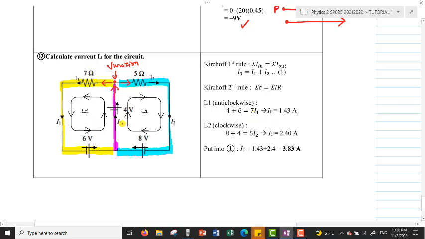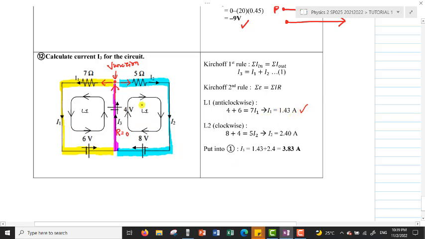For I3 along the circuit path, we do not have any resistance, so no need to multiply with the resistance because there is no resistance along this path. So we only have 7 I1 in this equation, so we can directly solve the value for I1. When we solve it, we get I1 is around 1.43 ampere.